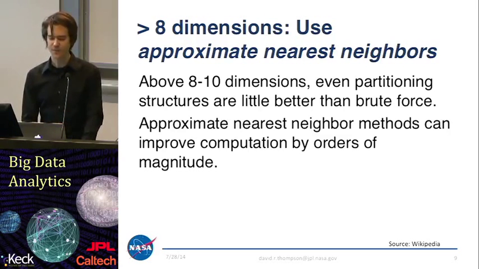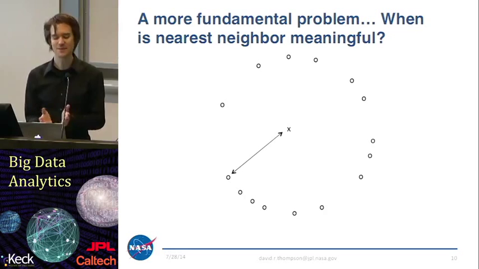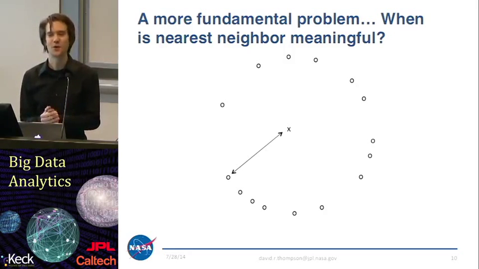All right, so now I want to talk about when some of these methods even fail beyond 15 or 20 dimensions. There are lots of cases where nearest neighbor methods just don't work for other reasons, and that involves something known as the curse of dimensionality. A more fundamental problem is when is nearest neighbor meaningful at all? You can quite easily construct cases or data sets that are pathological, where nearest neighbor queries really don't make much sense. And this is one.